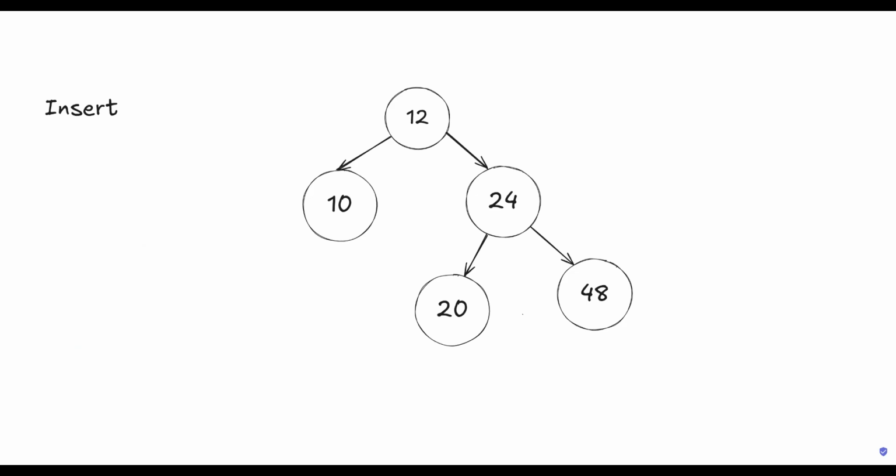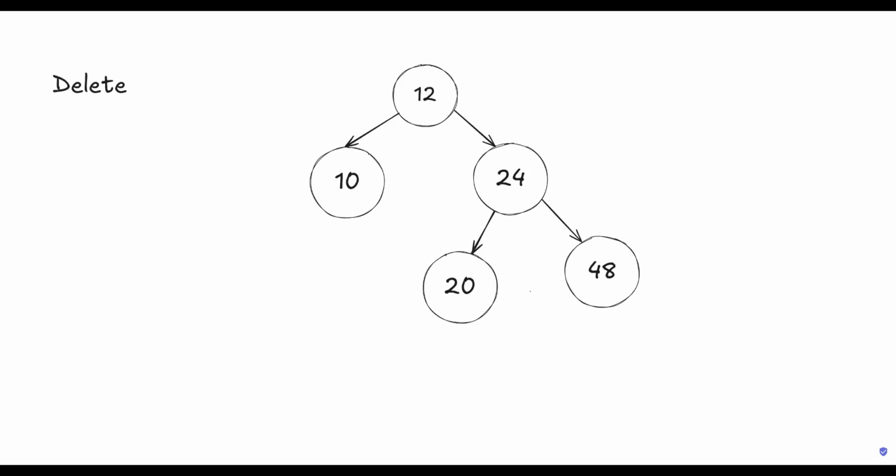If we want to insert an element like 8, we compare 8 with 12. 8 is smaller than 12, so it goes to the left. 8 is still smaller than 10, so we insert 8 here. If we want to insert something like 26, 26 is bigger than 12, so we go to 24. 26 is bigger than 24, so we go to 48, but 26 is smaller than 48. So 26 will be here. The worst case is O(n), and on average it's O(log n).